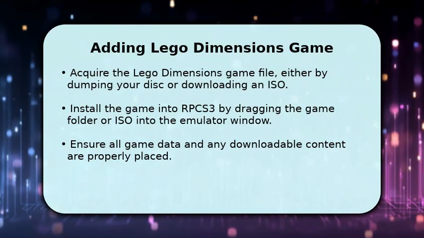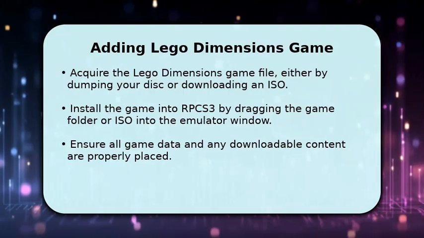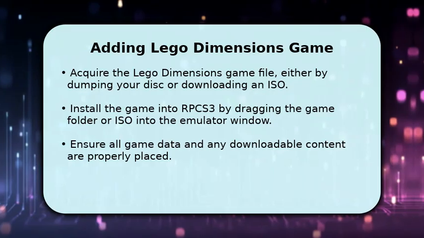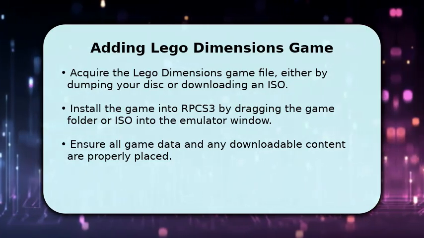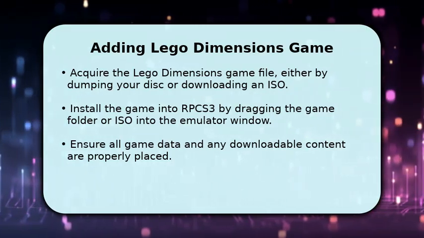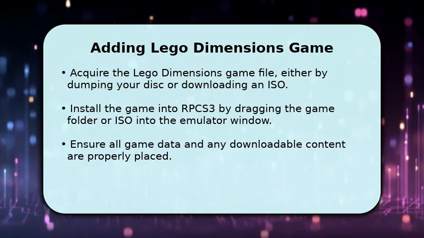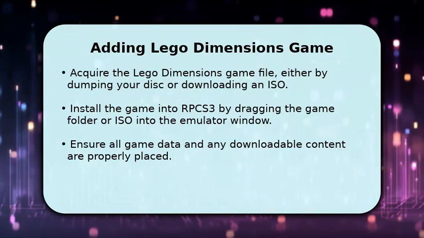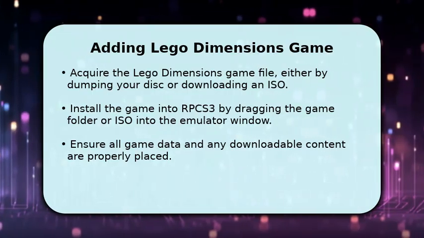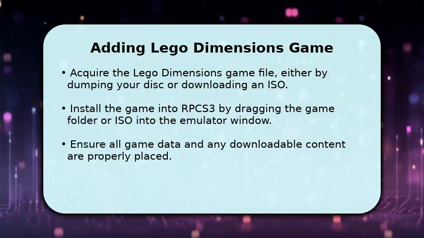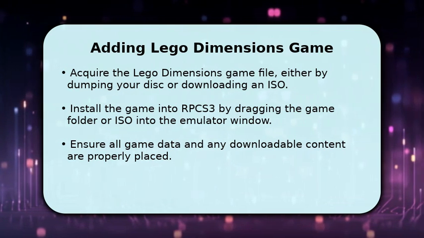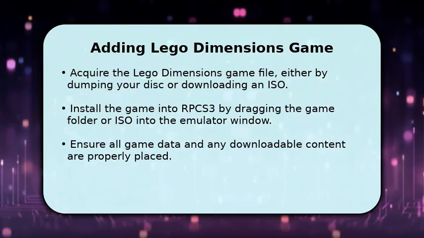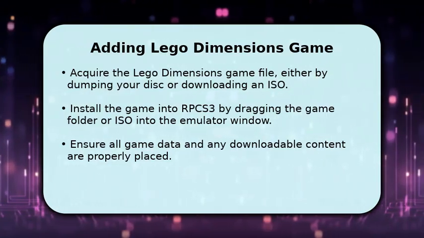Now that RPCS3 is ready, it's time to add LEGO Dimensions. You can acquire the game file by dumping your own physical PlayStation 3 disc or by finding a compatible ISO online. Once you have the game file, simply drag and drop the game folder or ISO directly into the RPCS3 window. The emulator will then process and add the game to your list. Make sure any additional game data or downloadable content is also correctly installed for a complete experience.